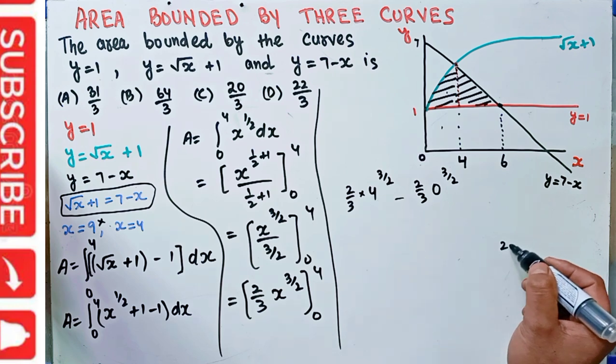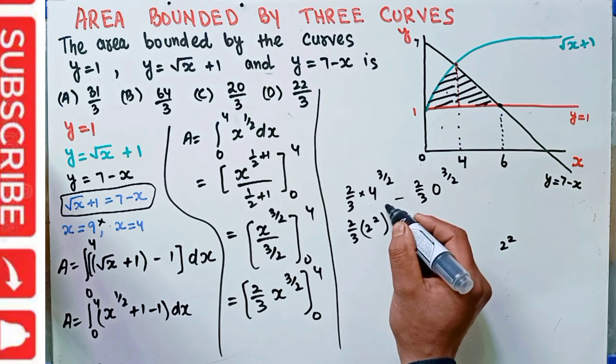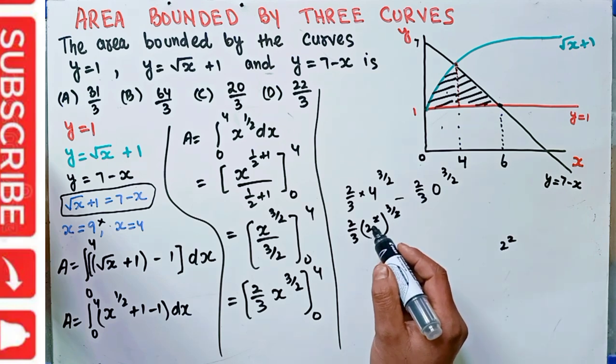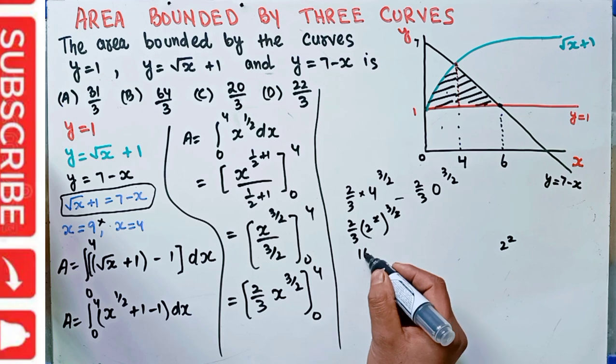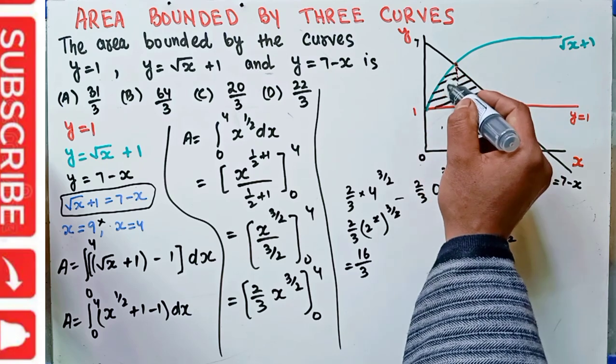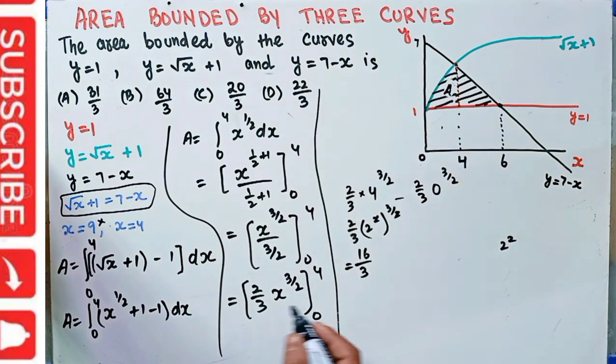So 4 can be written as 2 squared, so I can write 2 upon 3, 2 squared raised to the power 3 upon 2. The 2 and 2 get cancelled, and the other term becomes 0. So we will be left with 2 to the 4, which is 16, upon 3, so 16 upon 3. So the area of this region A comes out to be 16 upon 3. When we solved this, we got the area of region A equal to 16 upon 3.